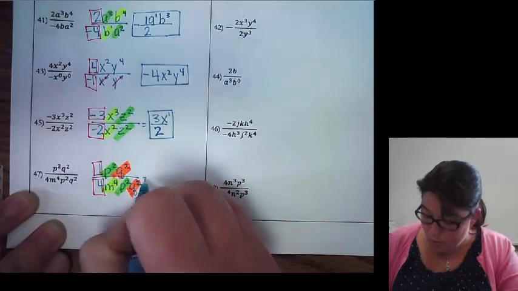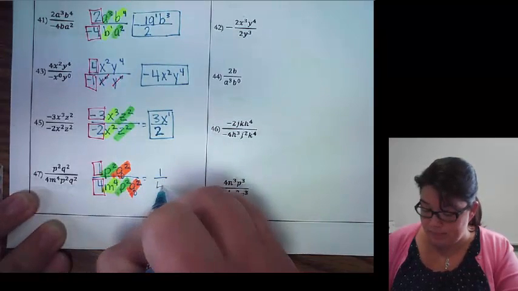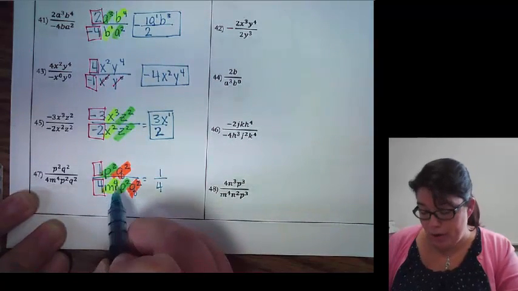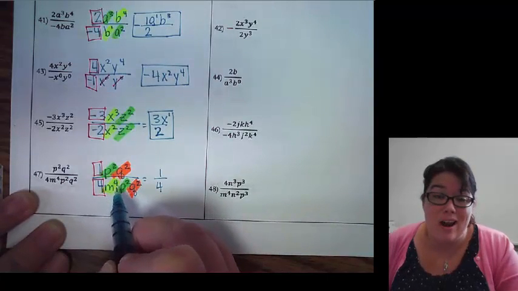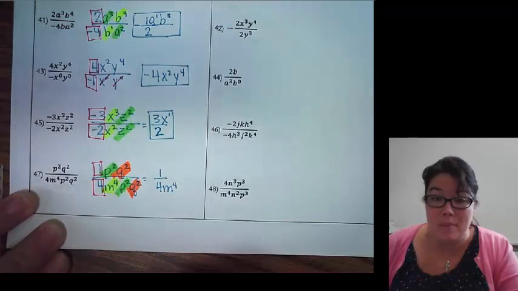All right, 1/4. That doesn't divide or reduce, so it'll stay the same. m to the 4th. I don't have any other bases that are m, so that one's just going to stay as it is down in the basement, down in the denominator.